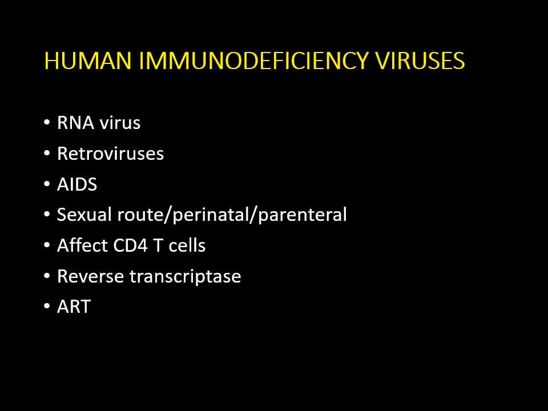Then the human immunodeficiency virus. That means the immune system is deficient in infection with this virus, that is HIV, which is an RNA virus, and it is a different type, a retrovirus. It comes in the Retroviridae family, and members of this family have a special enzyme, the reverse transcriptase enzyme, and this causes AIDS. It targets your immune system directly, and once your immune system gets weak, opportunistic infections occur. It affects the CD4 T cell.